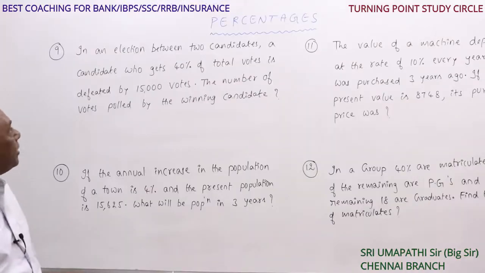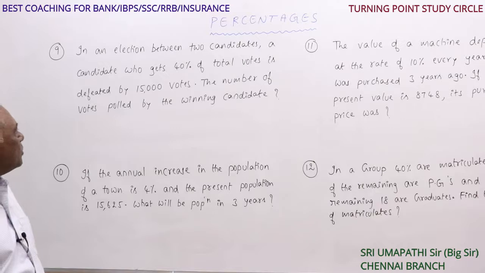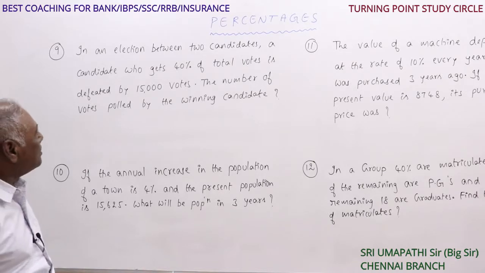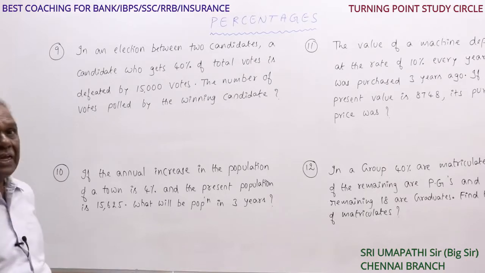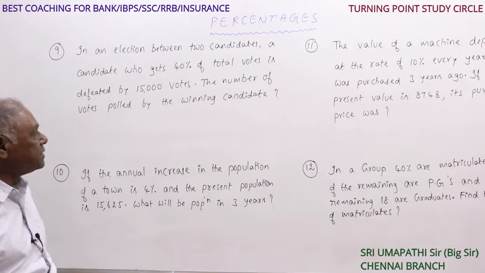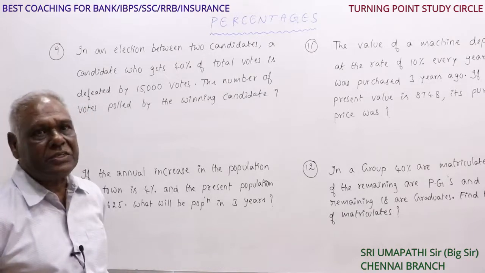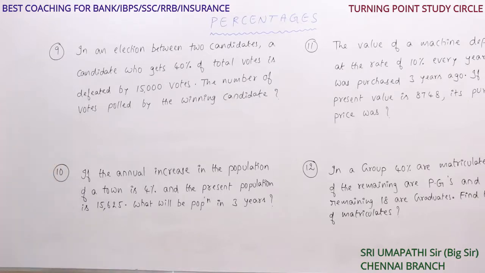So in an election between two candidates, a candidate who gets 40% of total votes is defeated by 15,000 votes. Find the number of votes polled by the winning candidate. Now here, this 15,000 votes is not the votes got by the defeated candidate. He is defeated by 15,000 means the difference between the winning candidate and the defeated candidate is 15,000. So please note down.